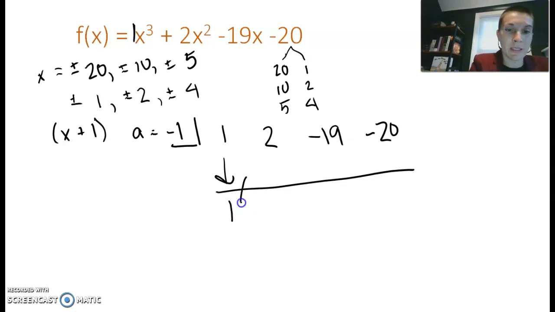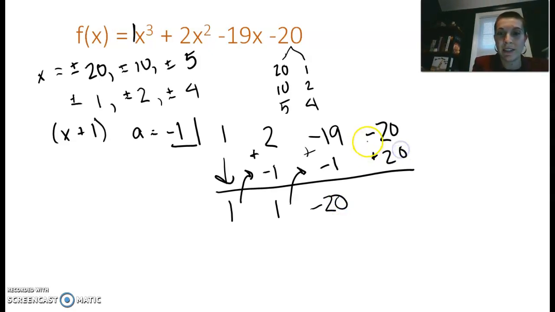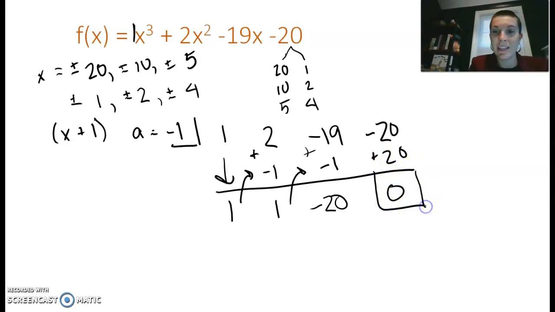Negative 1 times 1 is negative 1. Add these together. 2 plus negative 1 is 1. 1 times negative 1 is negative 1. Negative 19 plus negative 1 is negative 20. Negative 1 times negative 20 is positive 20. Negative 20 plus positive 20 is 0. That means that this equals 0. So a equals negative 1 is correct. Negative 1 is one of our zeros.